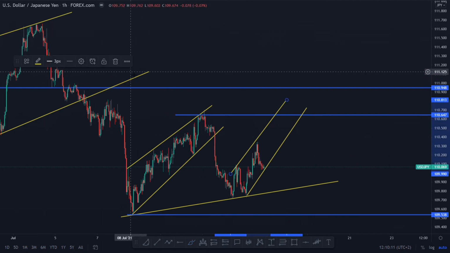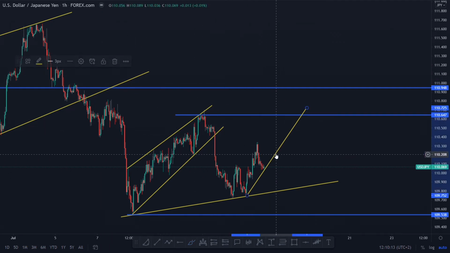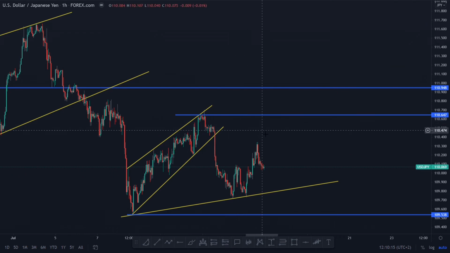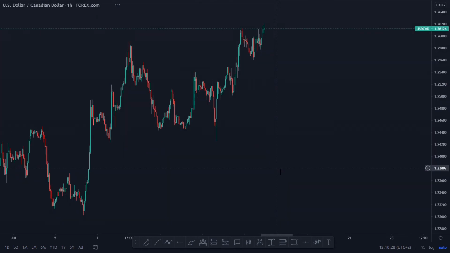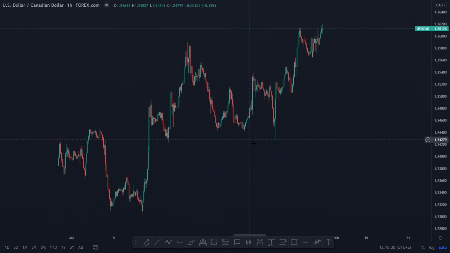So that's USD Japan. So USD Japan overall this week, we're expecting an overall sell. Maybe short-term buys on Monday, so that it can complete this pattern and then go for the overall move. So that's USD Japan, guys. Moving on to USD CAD.